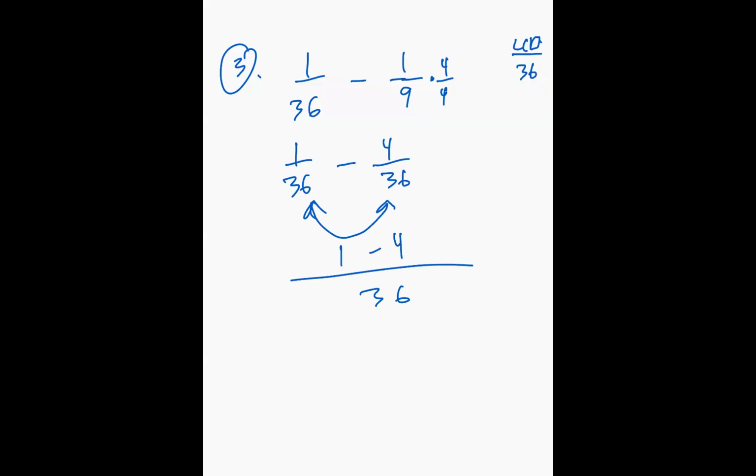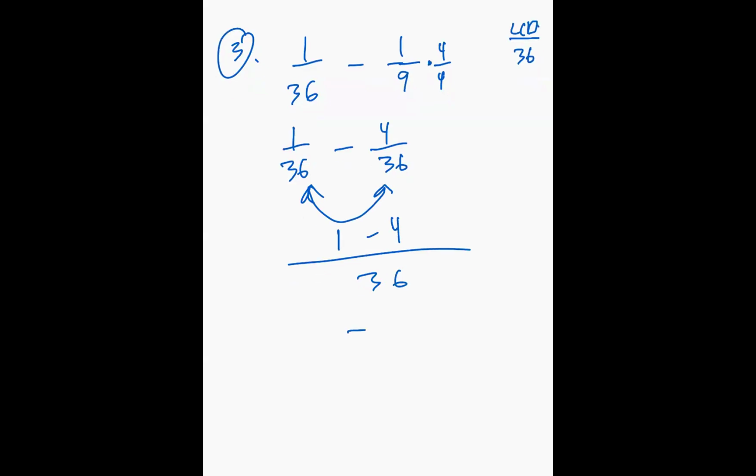So don't make the mistake of accidentally saying 36 take away 36 is 0. Because the bottom of the fraction is not the thing that's being subtracted. It's only the tops that are actually getting subtracted. So that's why the bottom stays the same.